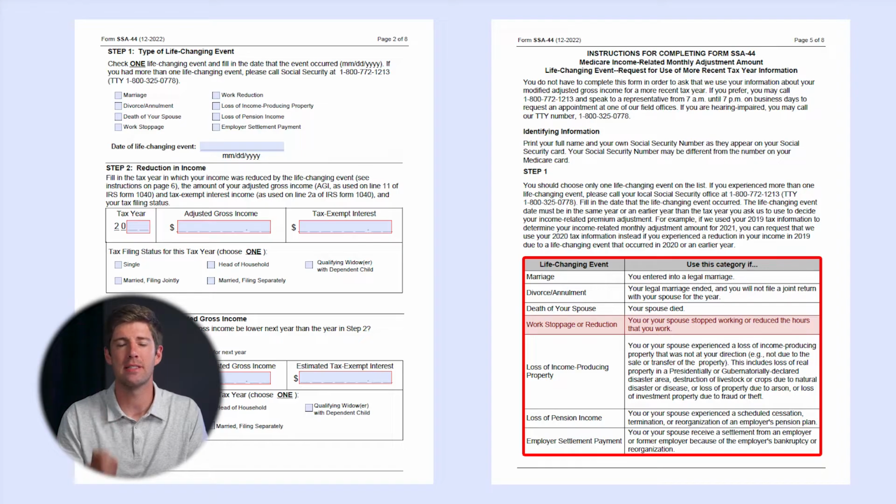Let's take a moment here because this is by far the most common reason that we see with our clients. They retired and their income in retirement is not where it was 2 years ago before they retired. So if you or your spouse stopped working or reduced the hours that you work, you would mark this reason.